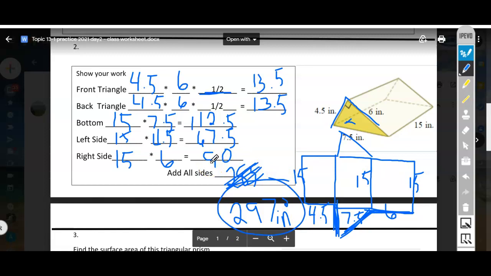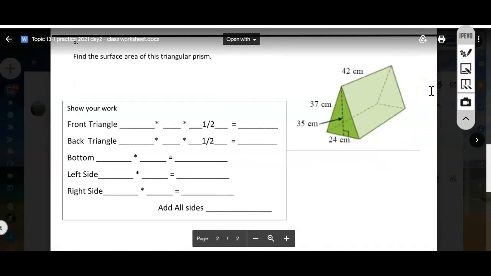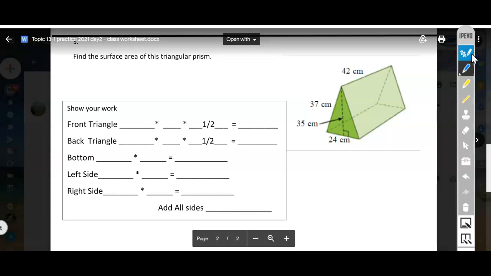Questions? All righty. You get to try one now. Go ahead, try it, and then we will go over it. What do we got? Front triangle, what are the dimensions we need? Remember, anytime you find the area of a triangle, we're looking for perpendicular measurements. What are they, Maya?